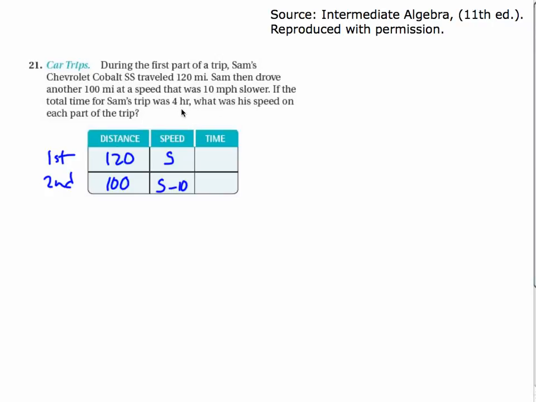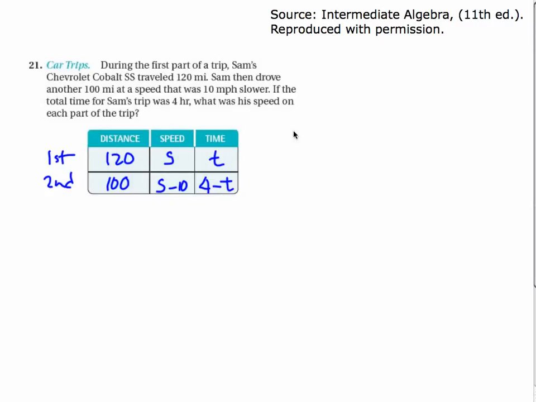Then they say the total trip was 4 hours. So the first part of the trip, I don't know how long that would be. So let's maybe just call it T. But I know that if the whole trip was 4 hours, then the second one has to be 4 subtract whatever he used up in the first part. So 4 subtract T. So there I've got two equations.